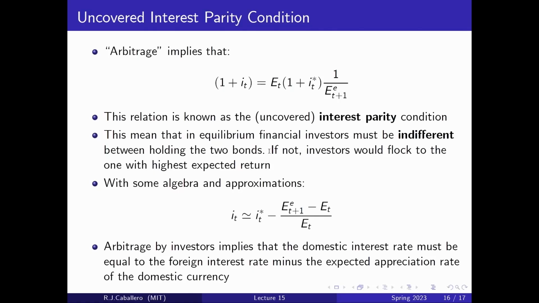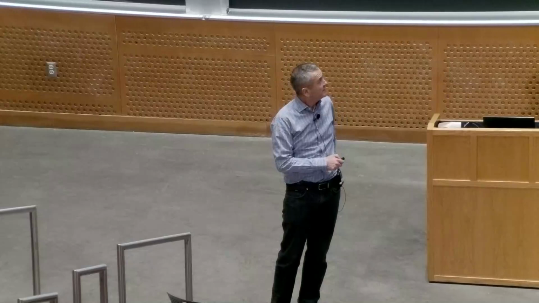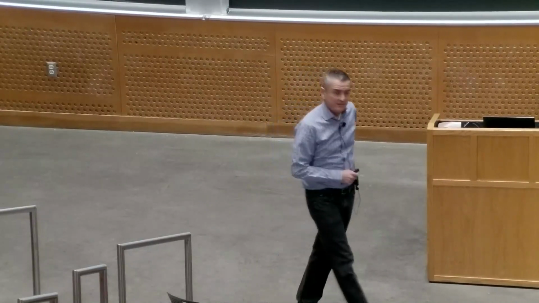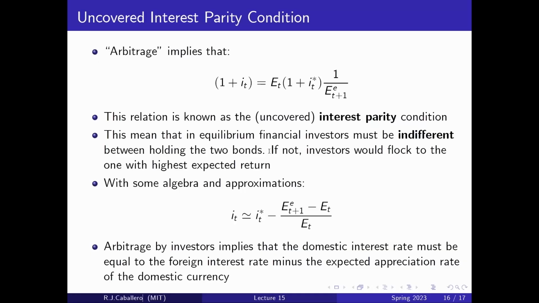It says, look, if the interest rate in the US bond is lower than the UK bond's interest rate, that's okay, in the sense that we can be indifferent between these two things, as long as you're expecting an appreciation of the dollar that is equivalent to the difference in these two interest rates. Okay? So that's what's called the interest parity condition. In equilibrium, the two are going to be the same once you adjust for the expected appreciation or depreciation of the currency. Okay?